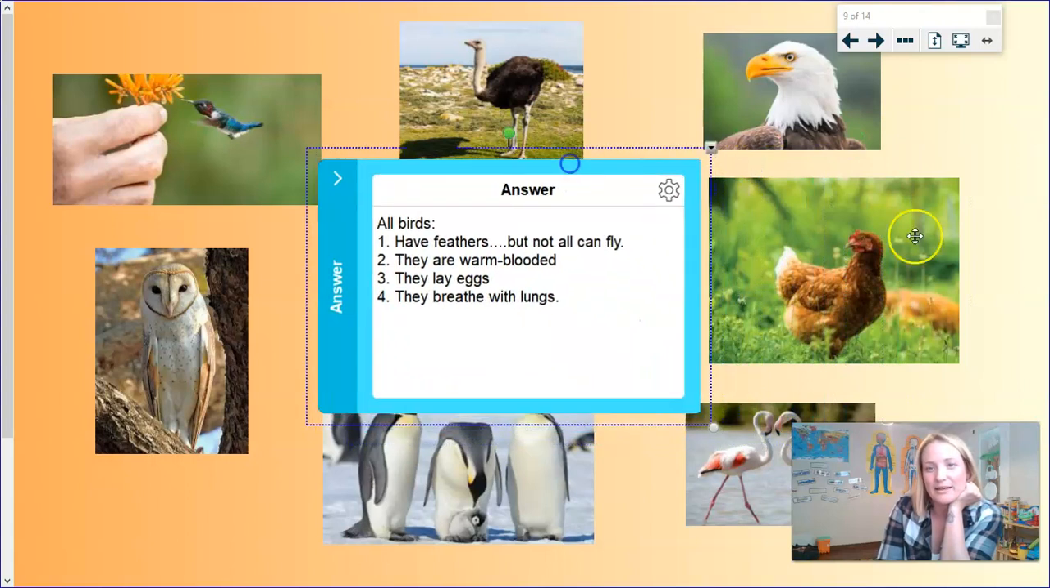All birds have feathers, but not all of them can fly. Remember that, that's important. As we said, the ostrich can't fly, the penguin can't fly, and that one bird I'm asking you to research for me also can't fly. They are warm-blooded, just like mammals. So whereas mammals have fur or hair covering their bodies, birds have feathers, which they use to insulate them and keep their body heat. They lay eggs and they breathe with lungs. So all birds meet those criteria.